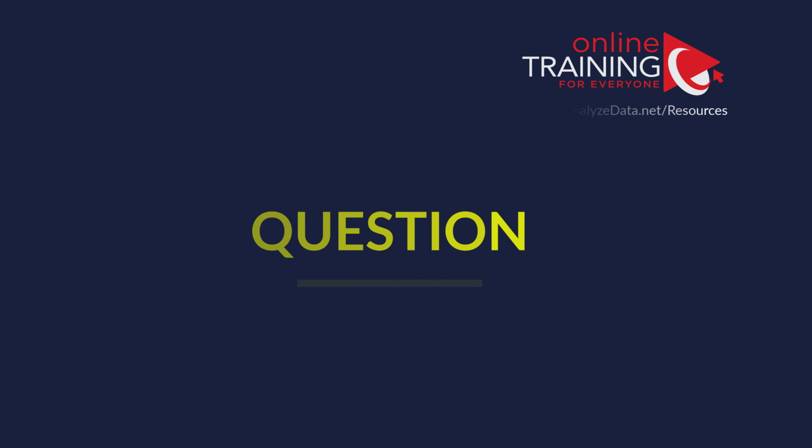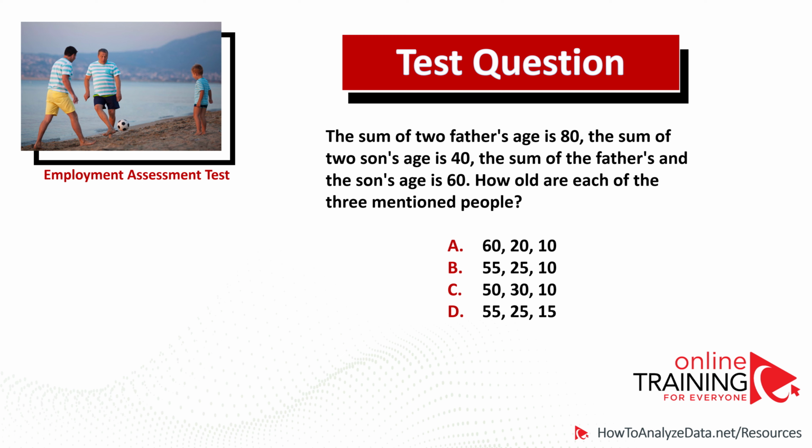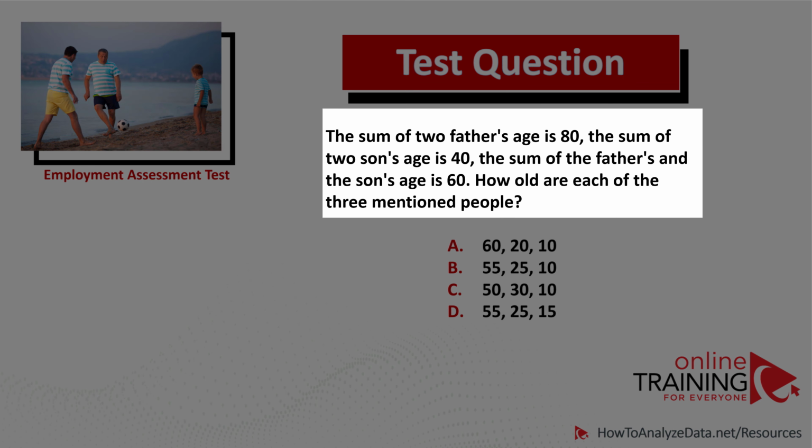Here's the question you might frequently get as part of an employment assessment test. The sum of 2 fathers' ages is 80. The sum of 2 sons' ages is 40. The sum of the father's and the son's age is 60. How old are each of the 3 mentioned people?